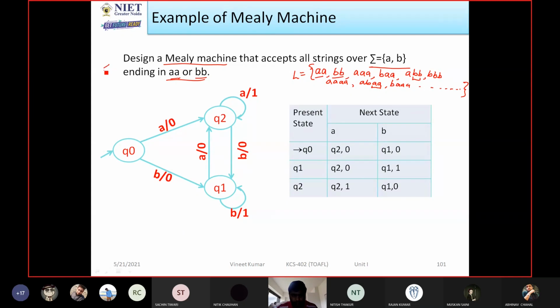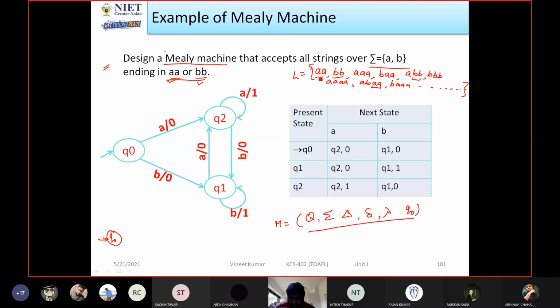So in this example, we want to construct the Mealy machine. And you know, a Mealy machine is represented by a 6 tuple: Q, sigma, triangle delta, del, lambda and Q naught, right? And for which language do we want to construct the Mealy machine? That is ending with AA or ending with BB. So we have seen such kinds of strings are there, right? So take an initial state, let it be Q0 as in the above example.